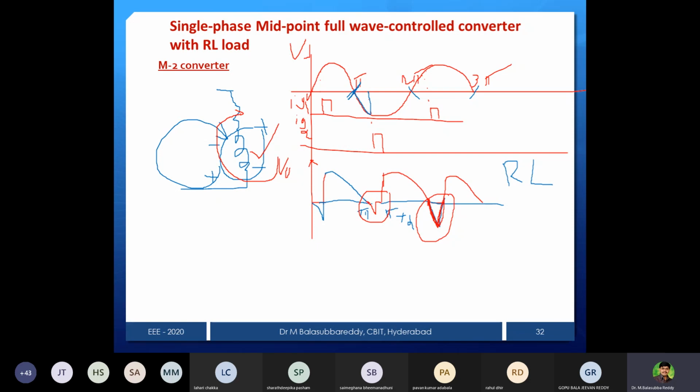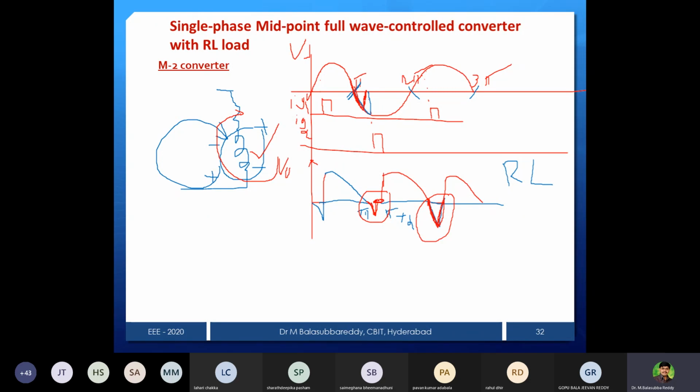So it started conduction same as the supply voltage in the output, but that is maintained only up to pi plus alpha duration; it will be turned off somewhere before pi plus alpha. That instant I call beta. Now, from beta to pi plus alpha, what will happen?